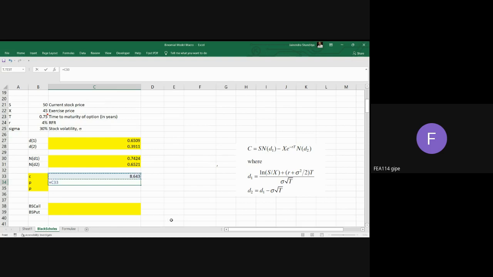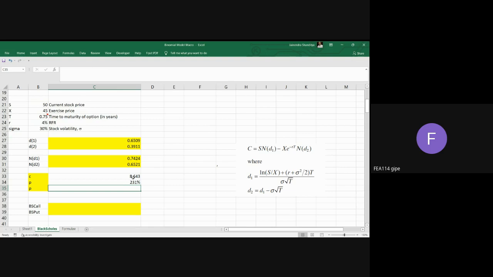If I use put call parity, it is C minus S, where C is the call option, plus the discounted value of the exercise. This discounted value of exercise is X into e to the power minus R into time. And I'm done, I think.